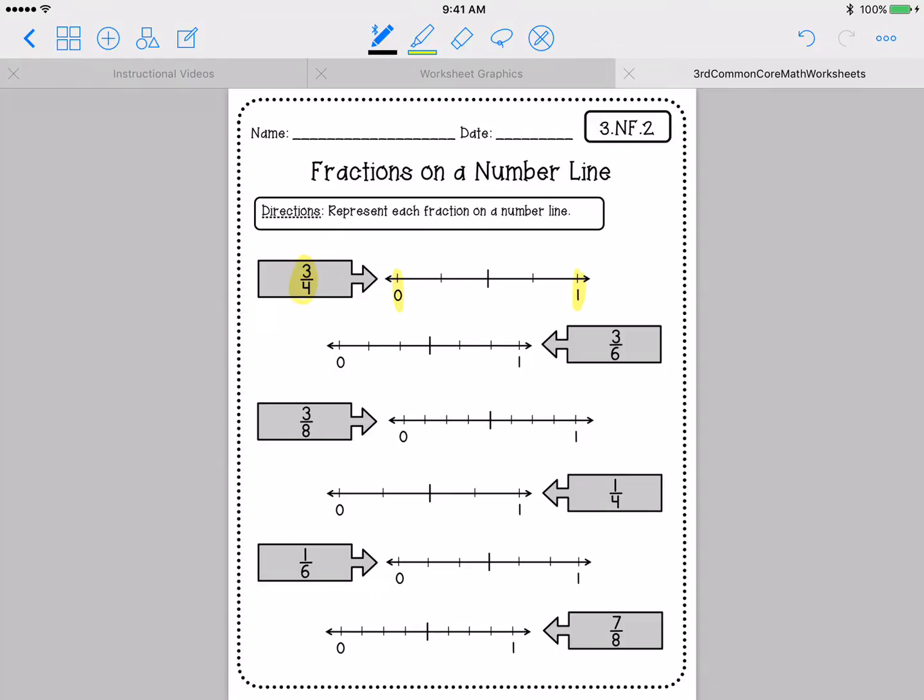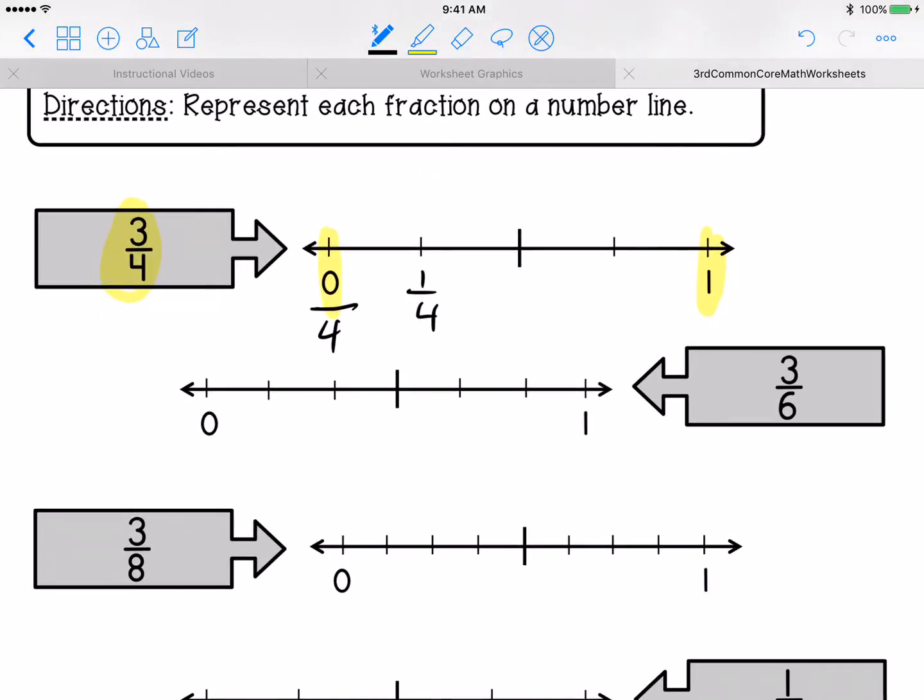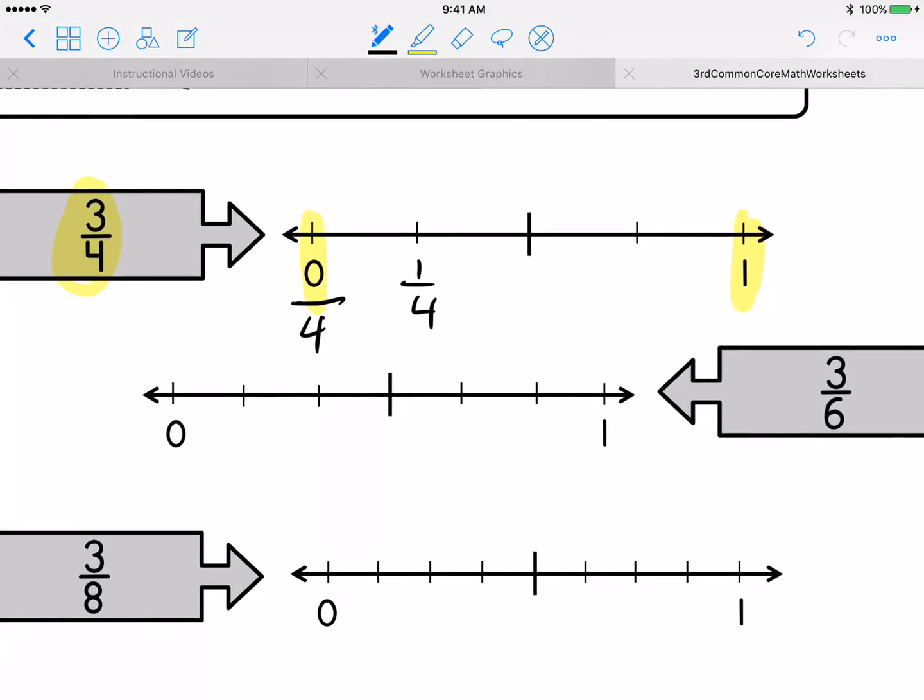So I know if I need fourths, this is going to be 0/4. This is going to be 1/4. Let me zoom in here a little bit for us. 0/4, 1/4, 2/4, which we know is the same as 1/2, 3/4, and 4/4, or 1 whole. Okay, so I need to find 3/4. So now all I have to do is just scan and see that 3/4 is right here. So I'm going to put a little star right here because 3/4 is right there.